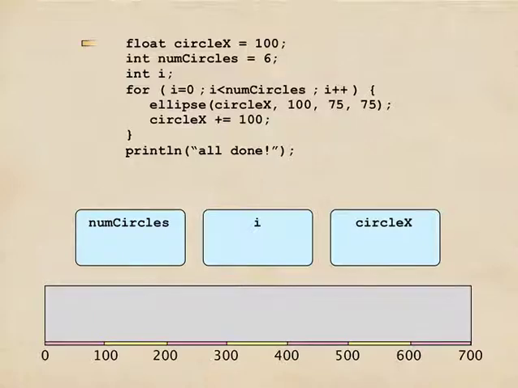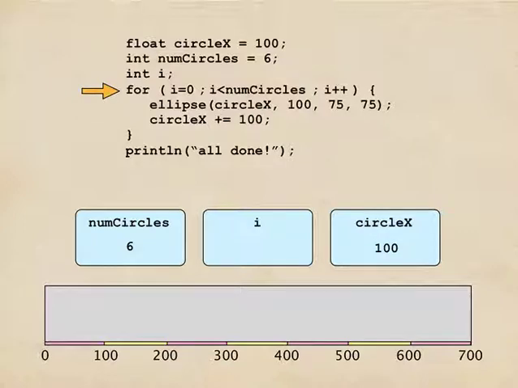As before, this orange arrow tells us which line we're about to execute. So this line says circle x equals 100. No problem. We'll stick 100 in there. And now we move on to the next line. Num circles is 6. Great. We'll stick a 6 in there. Next line, we declare the variable i. It doesn't have a value yet.